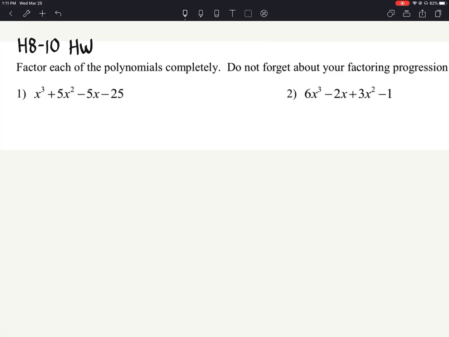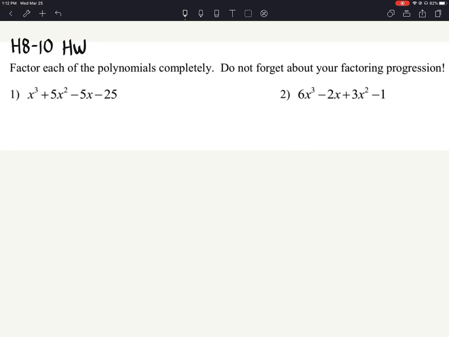This is the homework video for number 1 from the H8-10 homework. The directions state, factor each of the polynomials completely. Do not forget about your factoring progression. All right, so we're going to start out here with number 1.